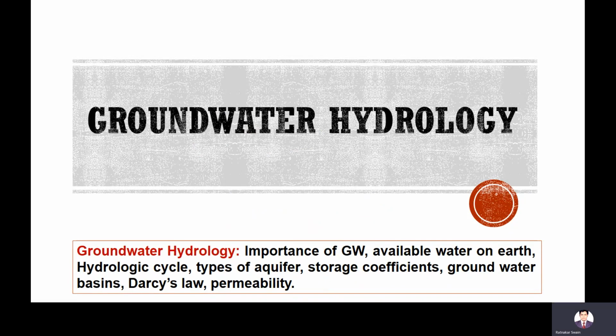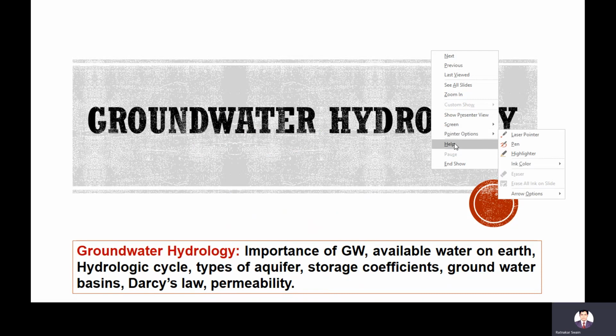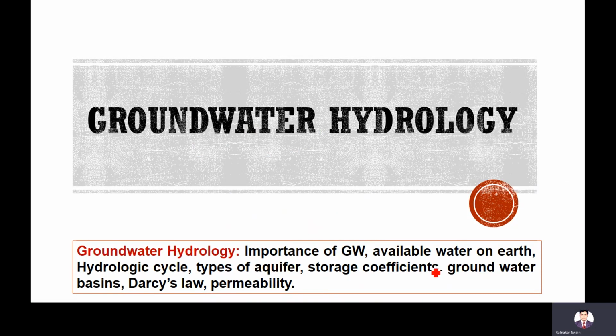Today we'll continue that chapter, first chapter groundwater hydrology, and already we have covered this up to storage coefficients. Okay, today's class will discuss groundwater basins and Darcy's Law. Permeability we'll discuss more in the next class. Permeability, we have already covered some part, and some part we'll cover in the next class. So in today's class we'll continue. We'll discuss groundwater basins and Darcy's Law.